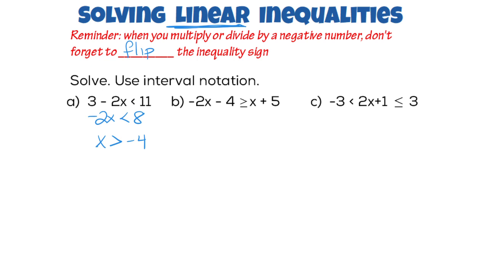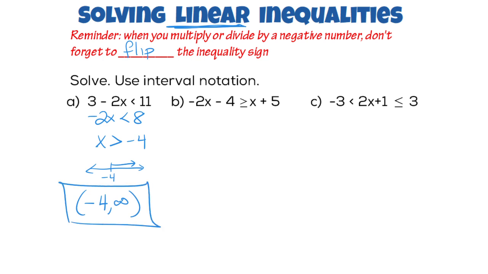Now it does say use interval notation. So this is what's going on in my head. Here's my -4, and it's everything bigger than that. So my interval notation is -4 to infinity. It does not have an or equal to, so these are all parentheses. Okay, next.